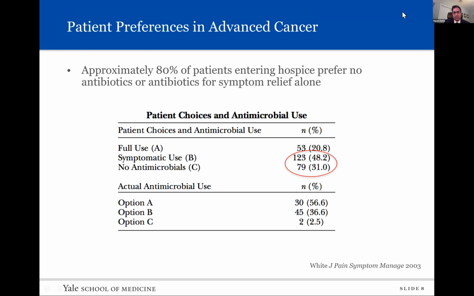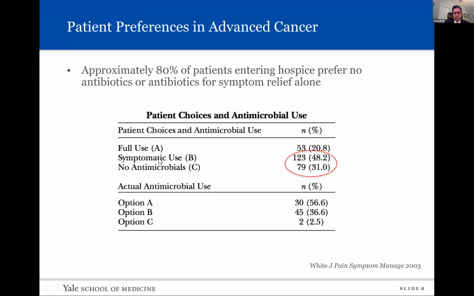What's intriguing as well is that when we account for patient preferences and outcomes that are important to patients, often they focus on relief of symptoms. And so this was an interesting study of patients with advanced cancer that was conducted almost 20 years ago, that looked at the preferences of patients who entered hospice care with respect to the management of infections or febrile episodes that might occur. And so you'll see here that among patients, when they were asked about whether they would prefer the use of antibiotics, roughly 80% preferred antibiotics for symptomatic use or no antimicrobials at all.